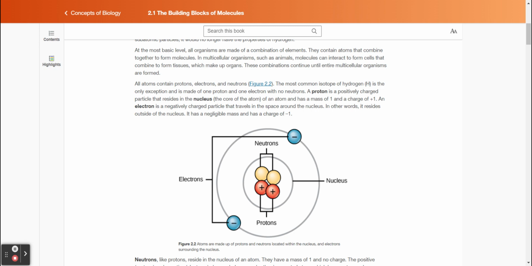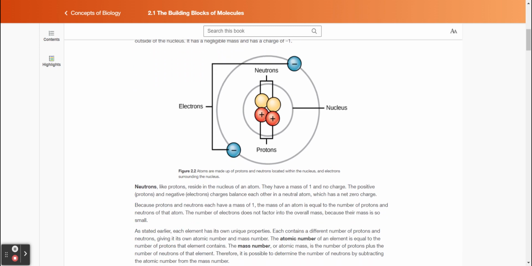All atoms contain protons, electrons, and neutrons. The most common isotope of hydrogen is the only exception and is made of one proton and one electron with no neutrons. A proton is a positively charged particle that resides in the nucleus, the core of an atom, and has a mass of 1 and a charge of +1. An electron is a negatively charged particle that travels in the space around the nucleus. In other words, it resides outside of the nucleus. It has a negligible mass and has a charge of -1.